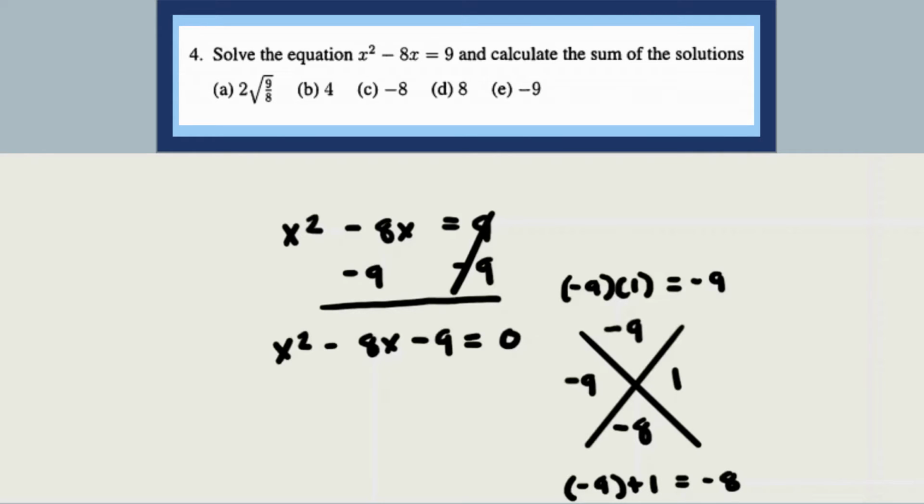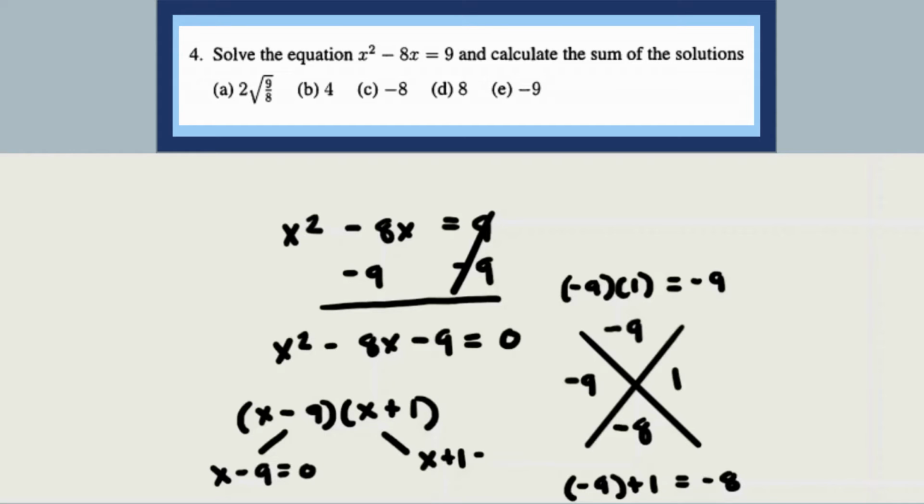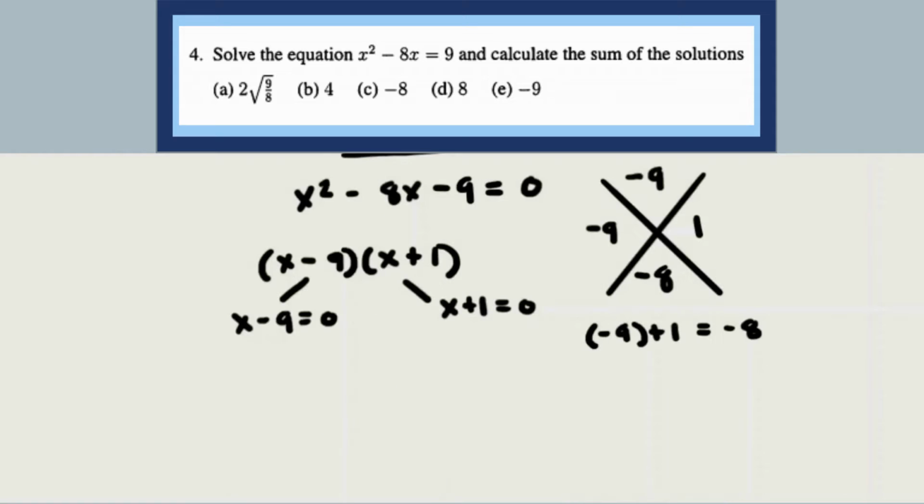So now that we've done that, we can factor. The leading coefficient is 1, so it factors to x minus 9, because we found negative 9 is one of the numbers, and x plus 1, since the other number is positive 1. Once we do that, we set both of our factors equal to 0, so x minus 9 equal to 0 and x plus 1 equal to 0 to solve for x.